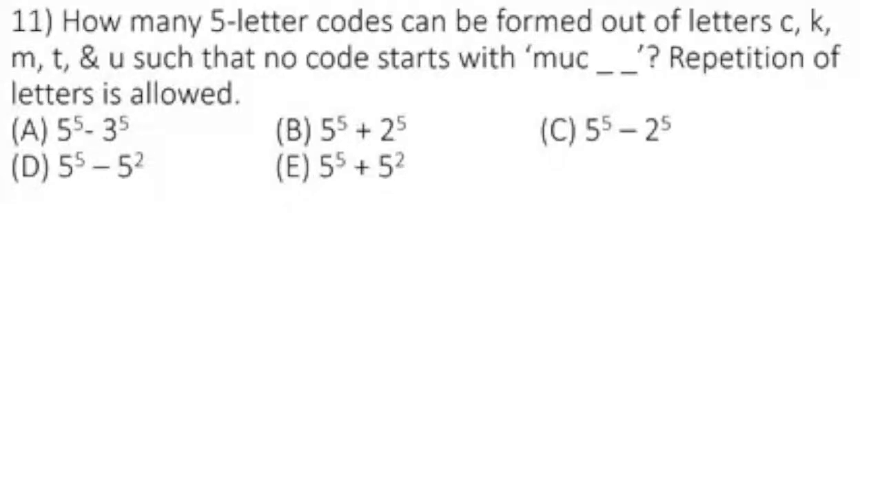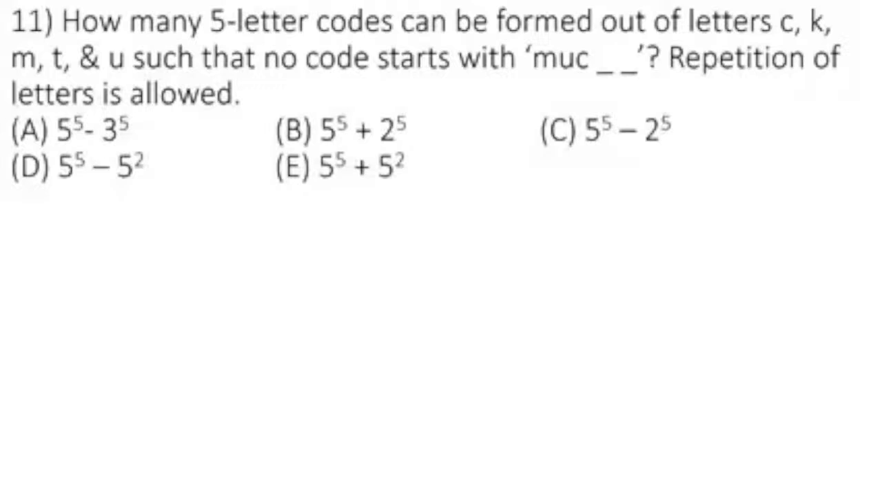How many ways can 5-letter codes be formed out of the letters C, K, M, T and U such that no code starts with MUC? So I don't want any code that starts with MUC. First of all, how many 5-letter codes are possible using repetition of letters? What should your answer be?